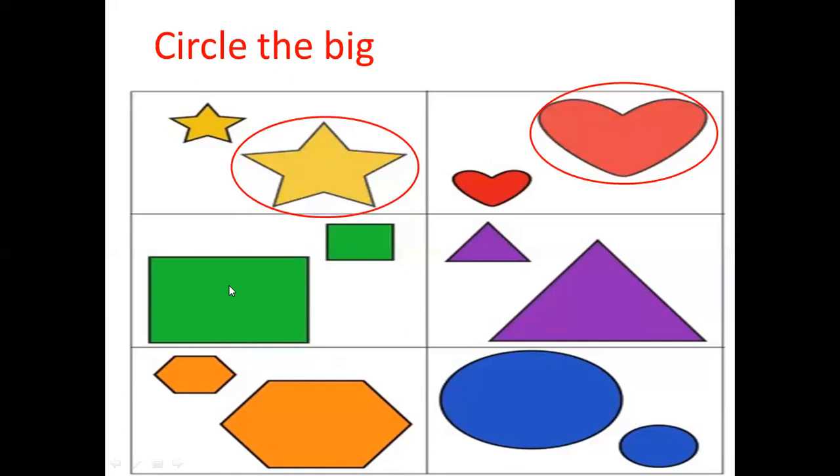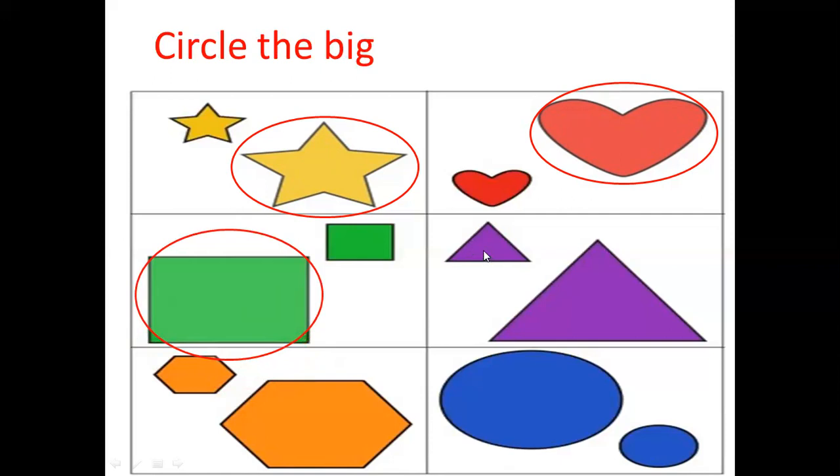So the one is small and the other is big. The one is big and the other is small. So select the big one. This one is big. No, no, no. This one is small. This one is big. Okay. Circle it. Okay. Now there is a shape of triangle.